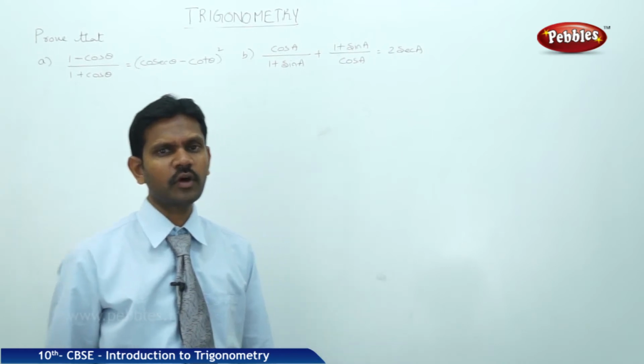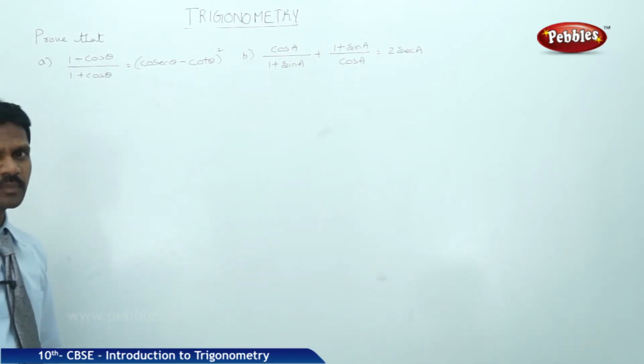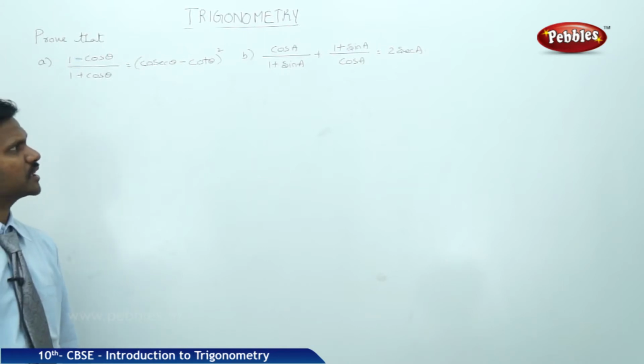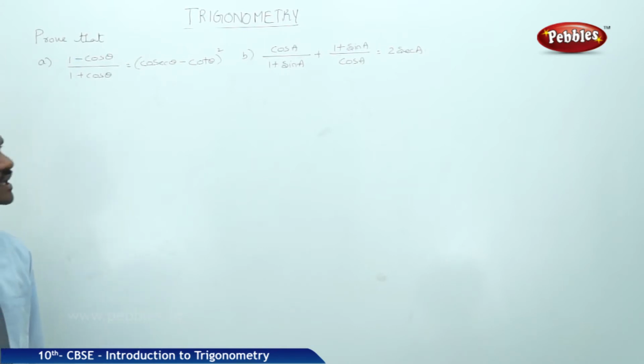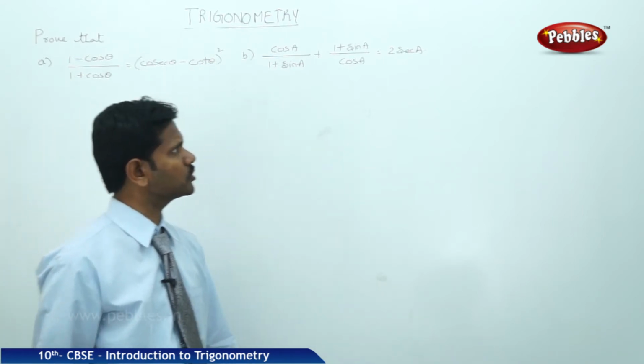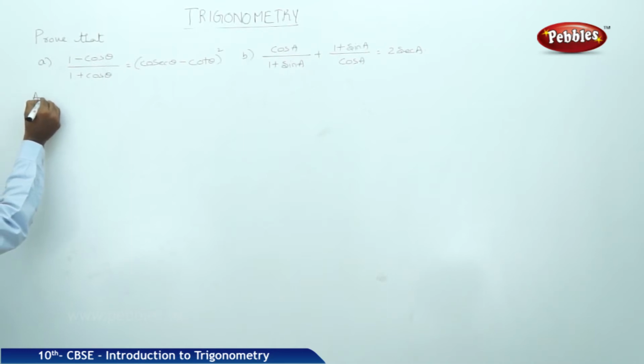Okay, let us see the following examples. Prove that 1 minus cos theta by 1 plus cos theta is equal to cosec theta minus cot theta whole square. And second question, cos A by 1 plus sin A plus 1 plus sin A by cos A is equal to 2 secant A. Now let us follow the first one.